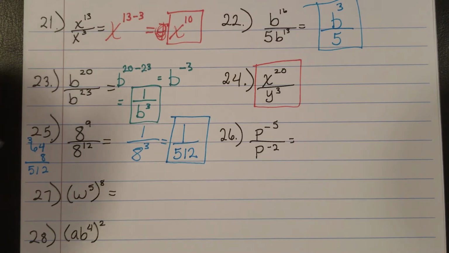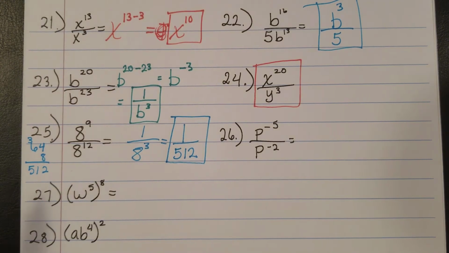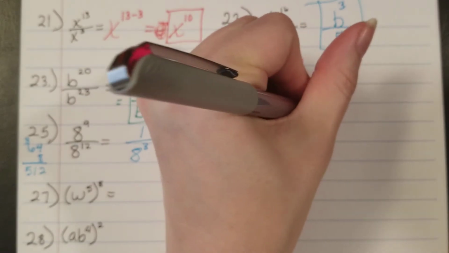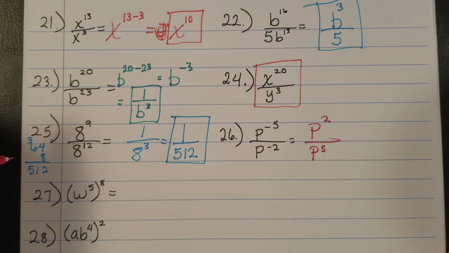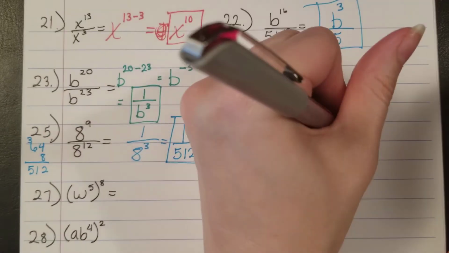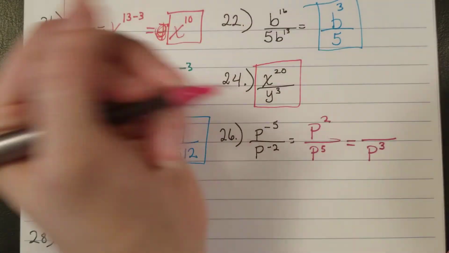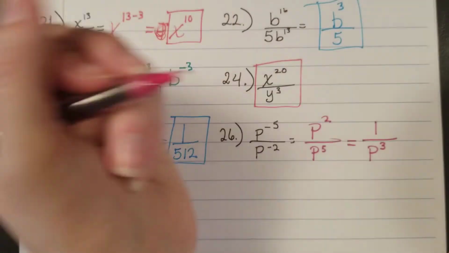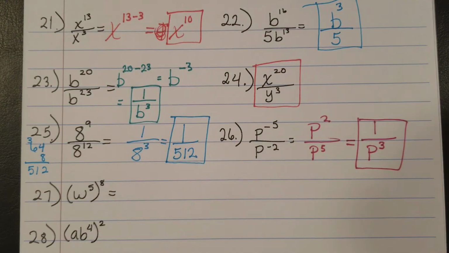On number 26, there's, as there always is, multiple ways you could go about this. Since both of my exponents are negative, I would probably just go ahead and flip it, and that'll get rid of the negatives. So that would make it p squared over p to the 5th power. All right, and now 5 is bigger than 2, so my p is going to be on the bottom. 5 minus 2 is 3, and then you just have a 1 on the top. So 1 over p cubed is the answer.